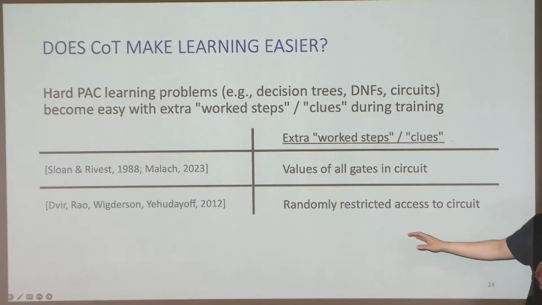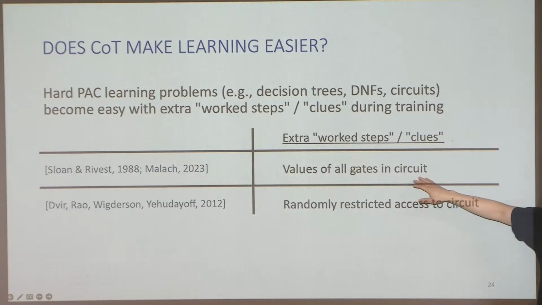Maybe not so extreme, maybe you don't give the values of all the gates in the circuit, but you give some kind of restricted access to the circuit. Maybe this can be viewed as some extra information available at training time, just for the purposes of making the learning easier. I don't know if this actually is what makes transformers work and why this might be valuable, but it's at least something potentially to think about.